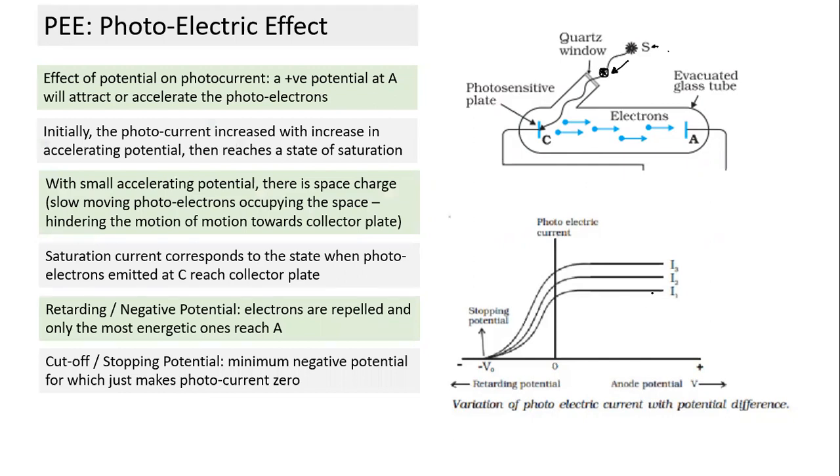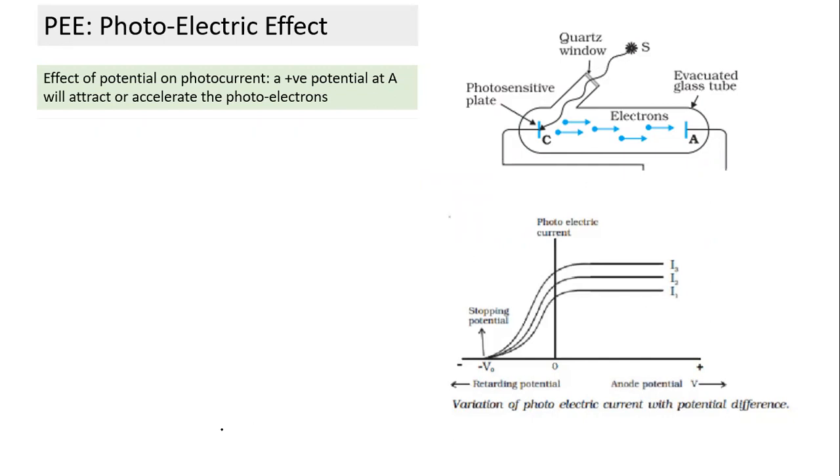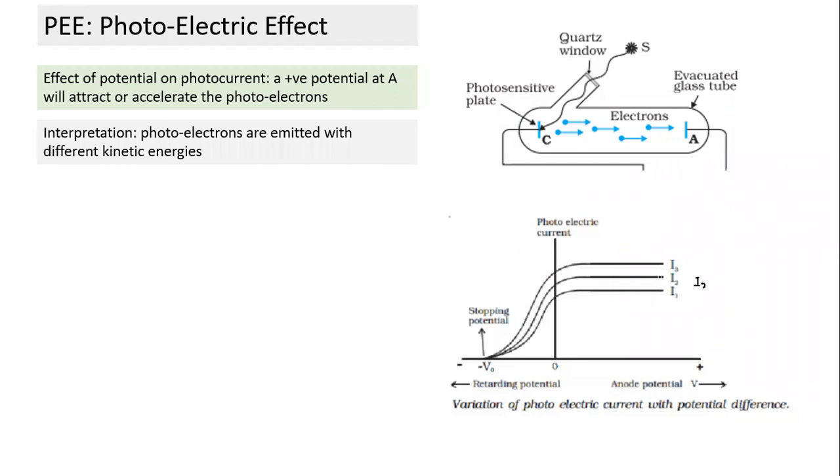What does this graph indicate? Again, if I repeat the experiment, I'll continue further interpretation. In this graph, I1, I2, I3, I2 is greater than I1. I repeated this experiment with higher intensity, but even with the higher intensity, I find the stopping potential does not change. This I3 is even higher intensity. When I increase the intensity, the saturation current has increased.